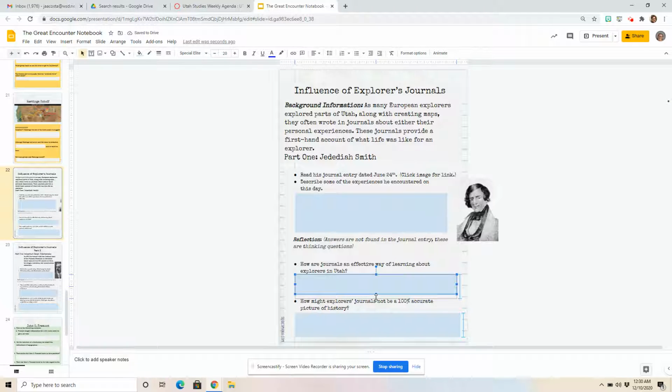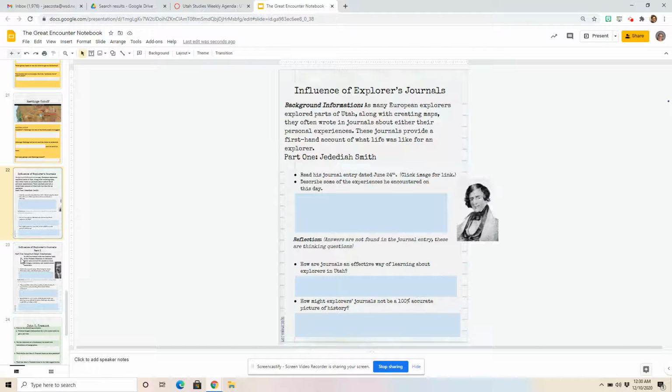For this, you are going to be looking at some different journal entries to get a better idea of what some of the explorers' lives were like. It says to read the journal entry dated June 24th, and you're going to click on the image to access that. Then you're going to answer the question based on the source. The follow-up questions are not based directly out of the reading. You have to think about these. You're putting in some inferencing skills and coming up with answers to these.